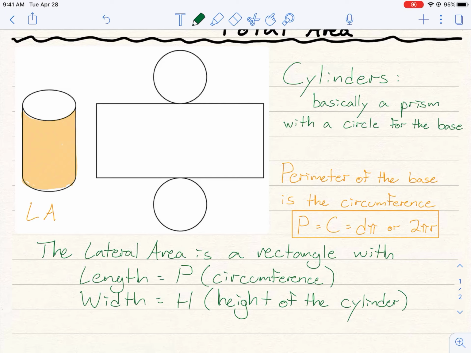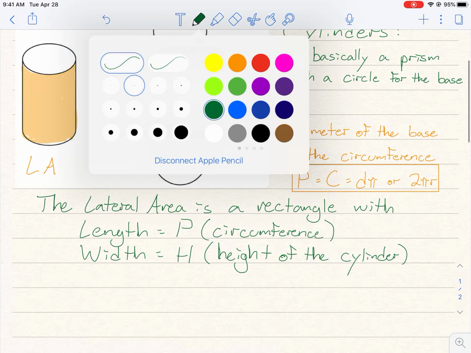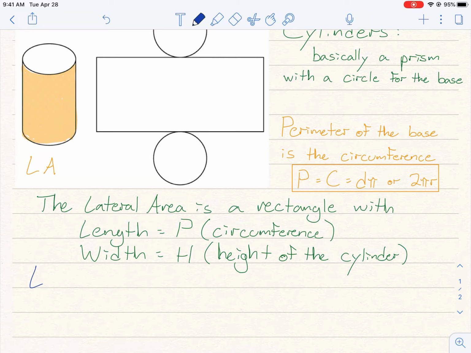So if you think lateral area, you're just doing a rectangle. It would be base times height, but in this case, it's going to be the circumference times the height. So let's write that out as a formula. Lateral area is equal to perimeter times height, where P is the circumference.